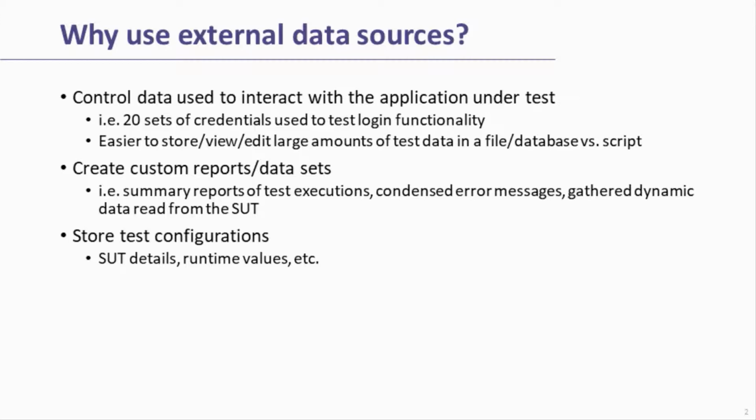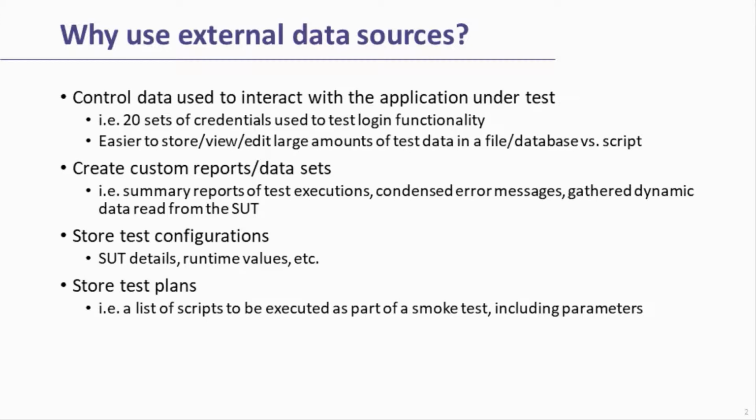If there's a set of test configurations, such as SUT information or runtime values, data files or databases can provide an ideal method for storing such information. External data sources might also be used to store details of test plans, such as a list of scripts to run as part of a smoke test, and any parameters that should be used by those scripts. External data sources also provide a method for sharing data between separate test executions.